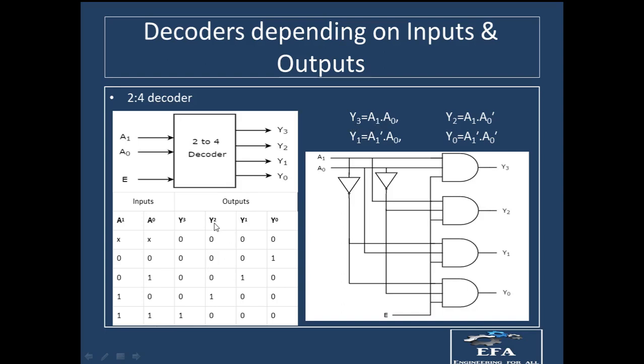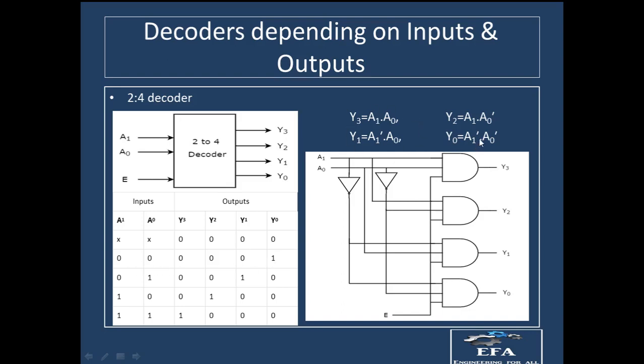Okay, so if we talk about y2, it has the information only at this condition. This condition comes because we have a1 equal to 1 and a naught equal to 0. Therefore we'll have y2 equal to a1 into a naught complement. So we have a1 dot a naught complement. After that y1 has the information at this condition, which corresponds to a1 0 and a naught 1. Therefore we will have a1 complement a naught. So you can see over here we have a1 complement and a naught. Then we have y naught equal to a1 complement and a naught complement according to this condition.